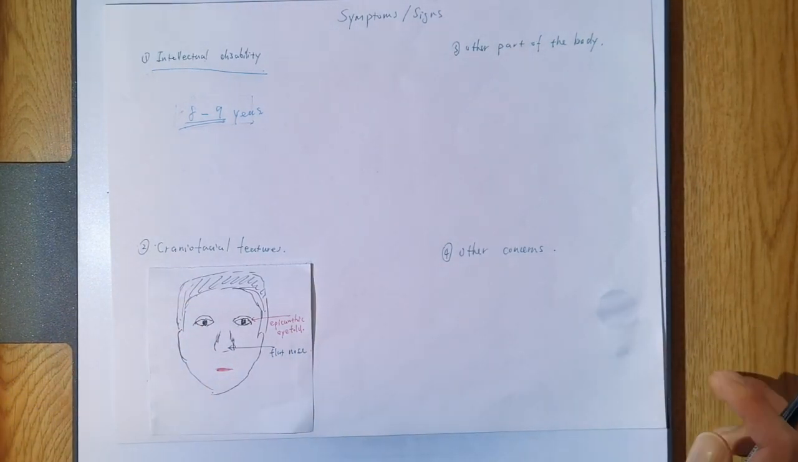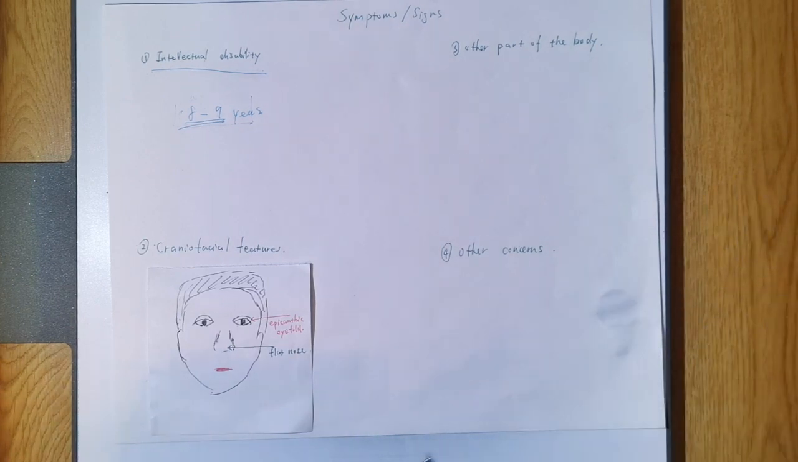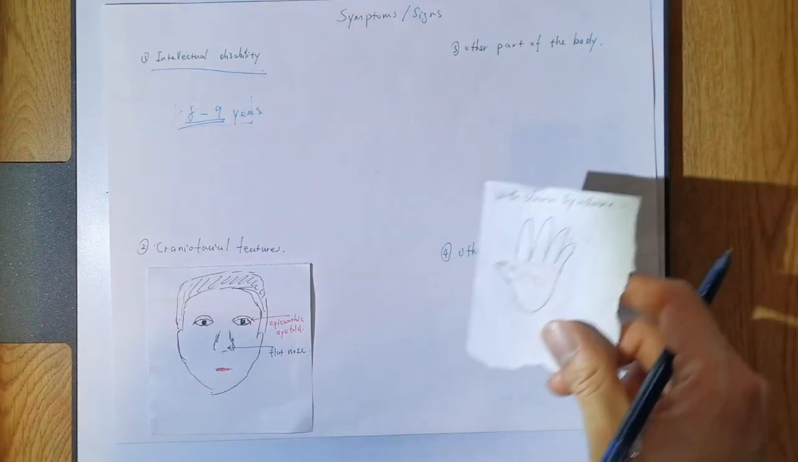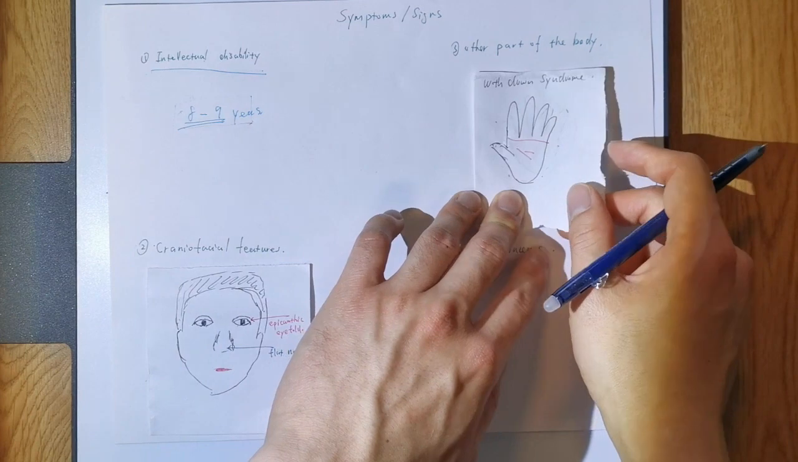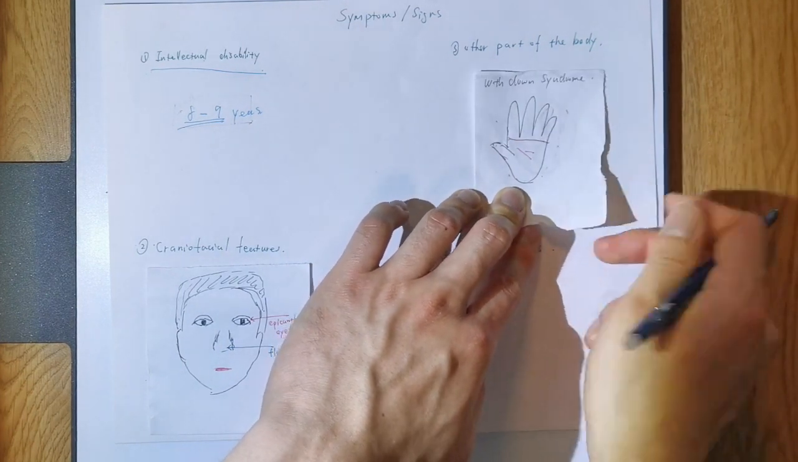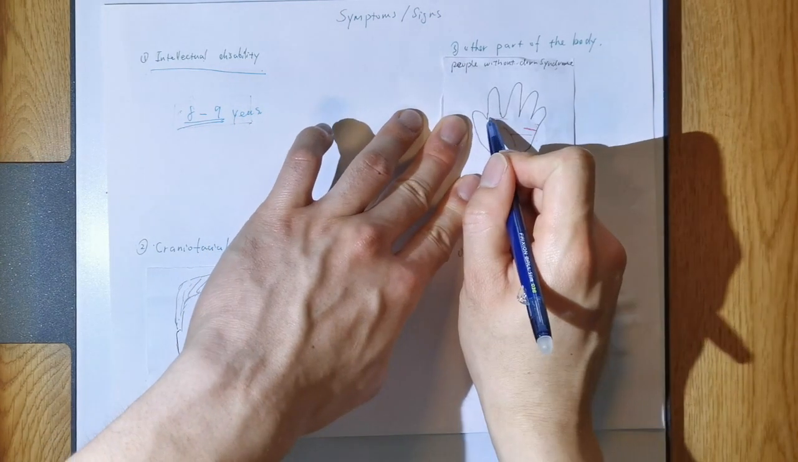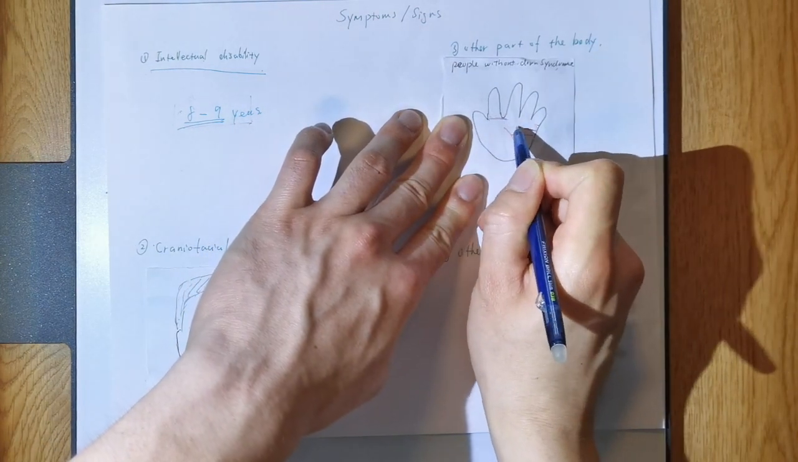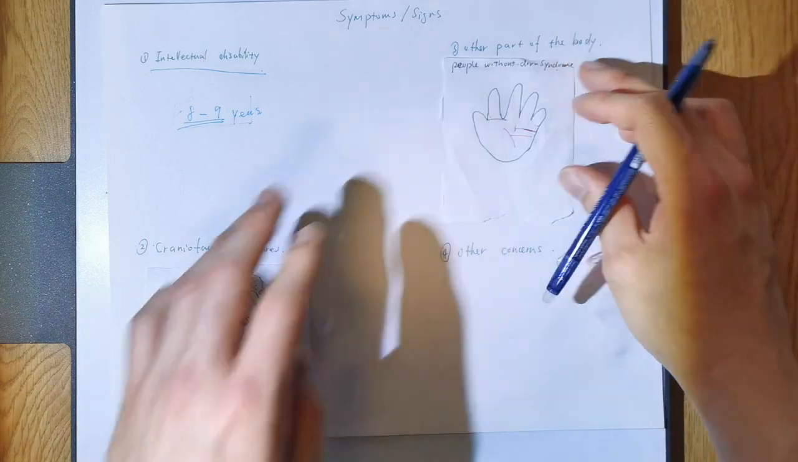The third common feature of Down syndrome is in other parts of the body, for example, the hand. For people with Down syndrome, this line here is continuous and doesn't break. But for normal people, this line is actually split apart around here. So that's the other thing.